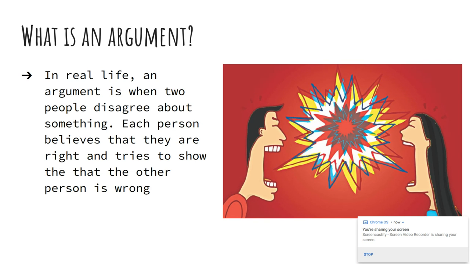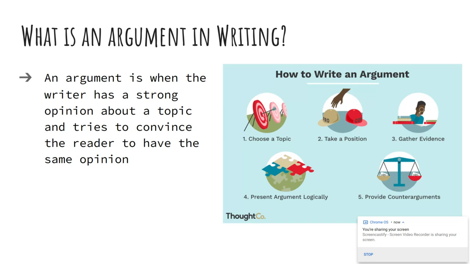As a reminder, an argument in everyday life is when two people disagree about something. Maybe they're going to yell at each other. They try to convince the other one that they are actually right. It's a similar idea in writing. When we're talking about an argument in writing, the writer has a strong opinion about a topic and they're trying to convince the reader to have the same opinion.